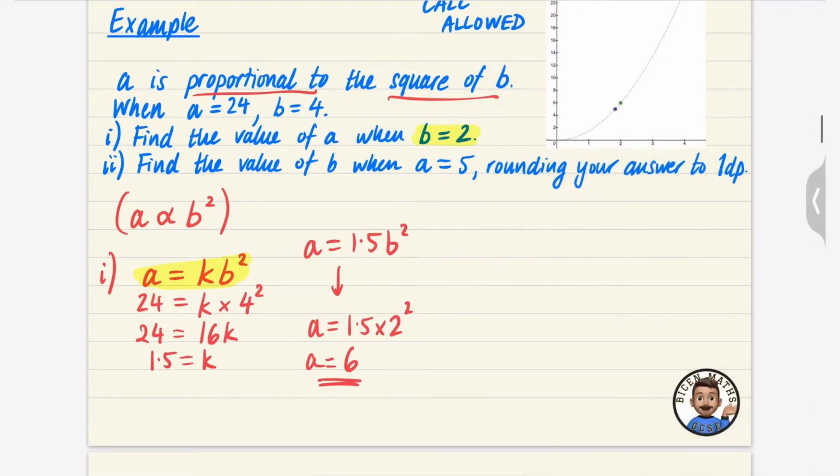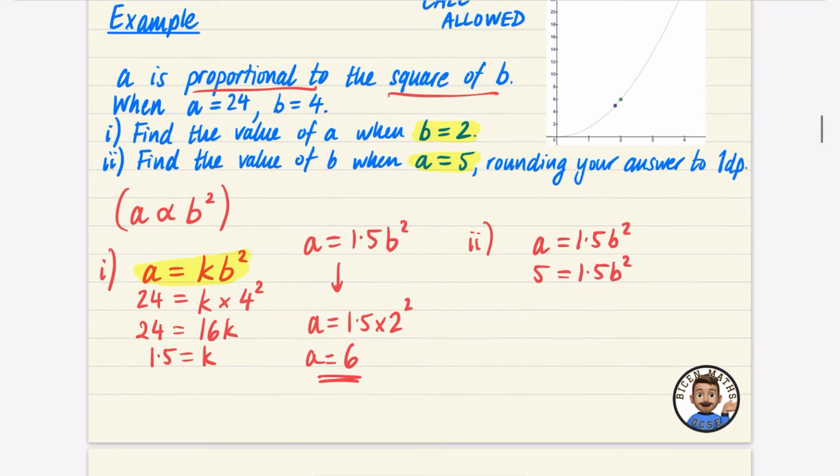The next part of the question, part 2, says find the value of b when a is equal to 5, rounding your answer to 1 decimal place. So our formula is that a is equal to 1.5b squared, and they've told us this time that a is equal to 5. So I'm going to put 5 where a is, so 5 equals 1.5b squared, and we're now going to solve this equation. So I'm going to do the 5 divided by 1.5, that's equal to b squared. Now, because I've got a calculator, I'm actually just going to put this into my calculator. I'm not even going to work it out. But before I do that, I'm going to write down what b is. I'm going to say that b is the square root of that thing, 5 divided by 1.5.